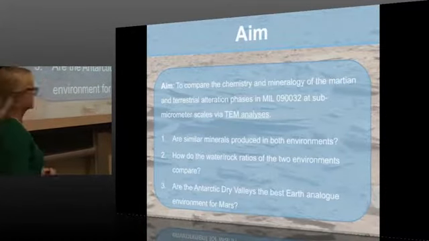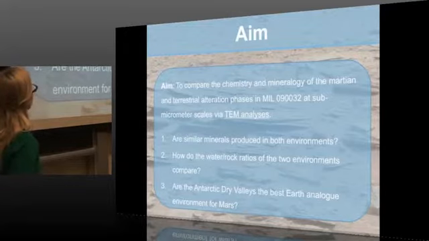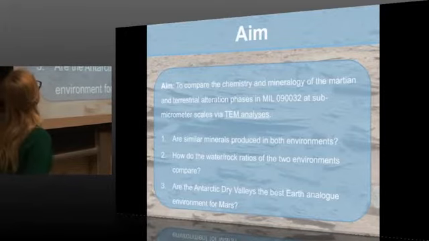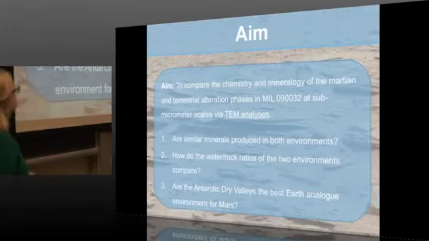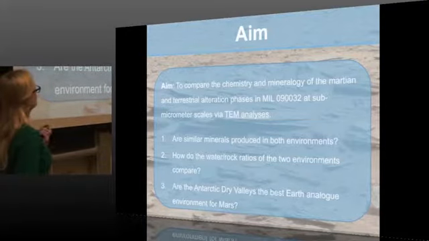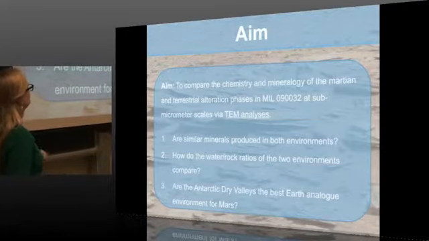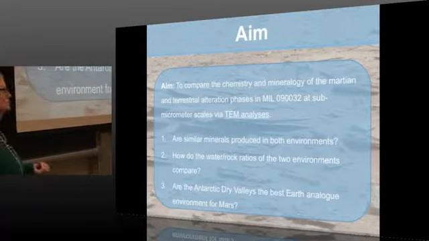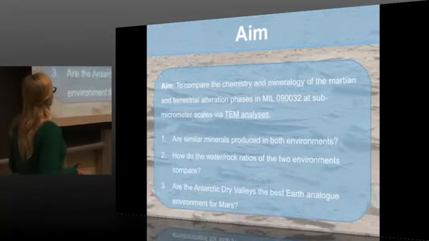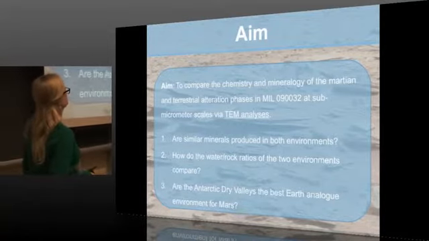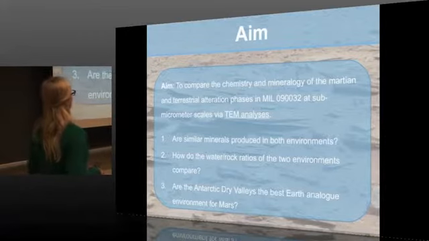Okay, so the aim of the project was really to compare the chemistry and mineralogy of the Martian and terrestrial alteration phases in this single meteorite, which is called Miller Range 090032, on micrometer scale. So as I said, using a transmission electron microscope.